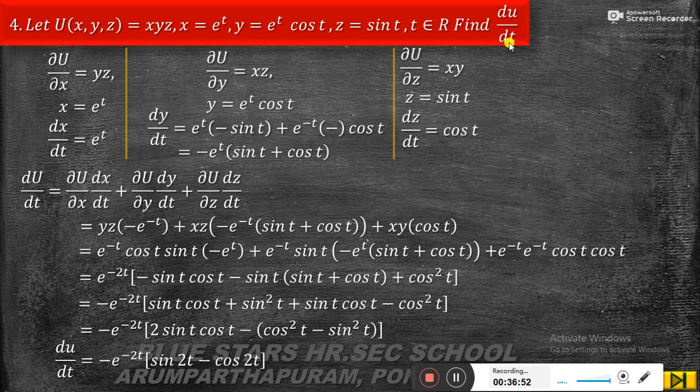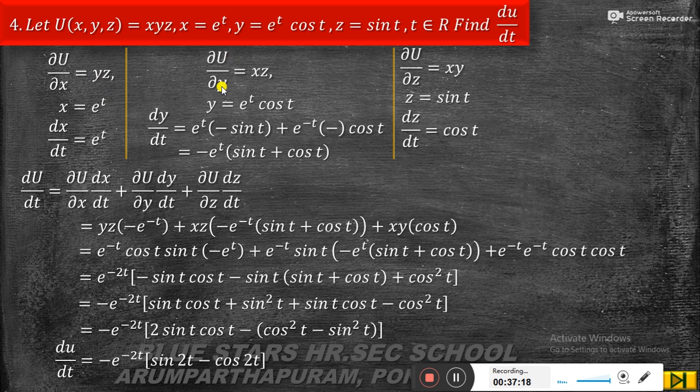Find du/dt. So now we know the equation: du/dt equals ∂u/∂x into dx/dt plus ∂u/∂y into dy/dt plus ∂u/∂z into dz/dt. Now ∂u/∂x means we differentiate with respect to x. On the right-hand side, differentiating x gives 1, so the remaining terms are yz.